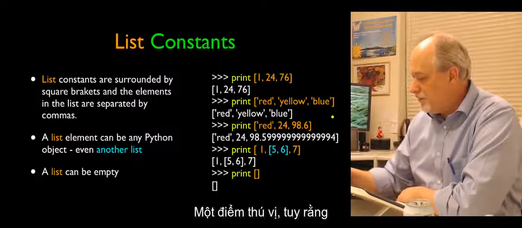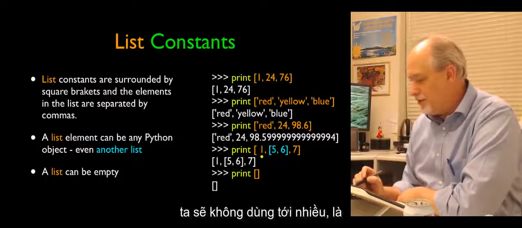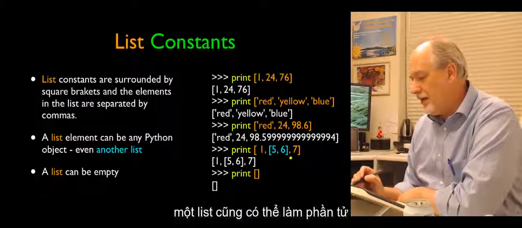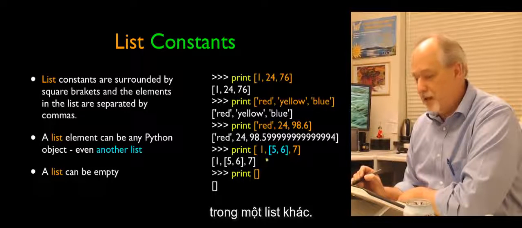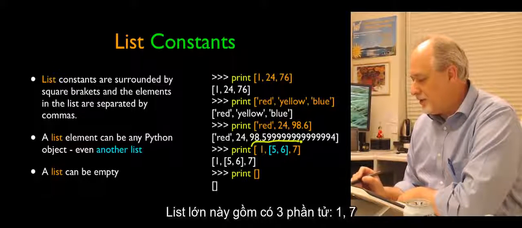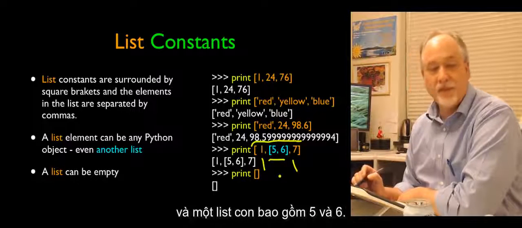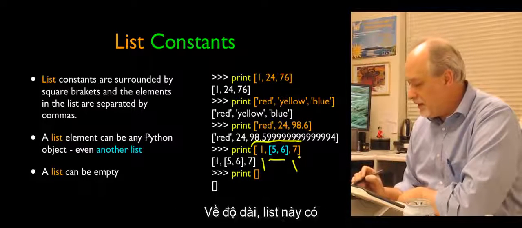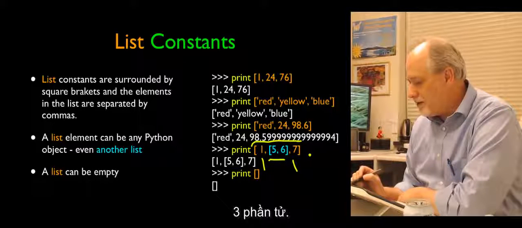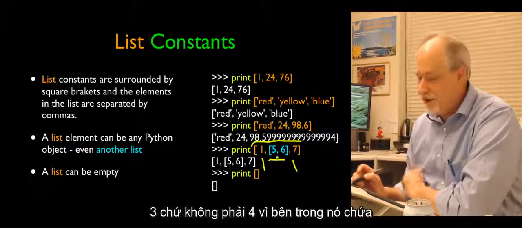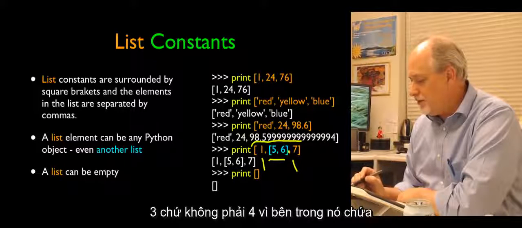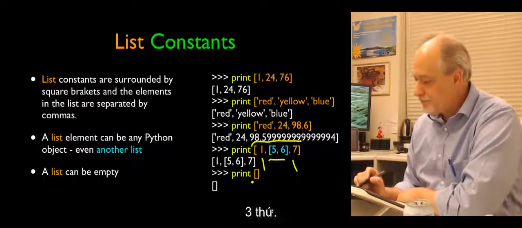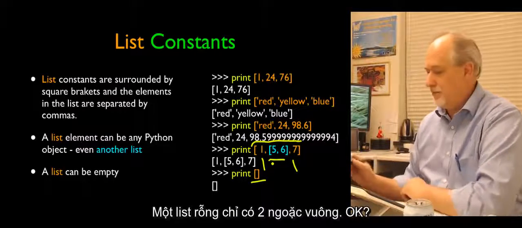Interestingly, although we won't put a lot of energy into this, you can also have an element of a list be a list itself. So this is an outer list that's got three elements: 1, 7, and then a list that's 5 and 6. If you look at the length of this, there are three things in it. Not 4, 3, because the outer list has 1, 2, 3 things in it. And an empty list is bracket, bracket.